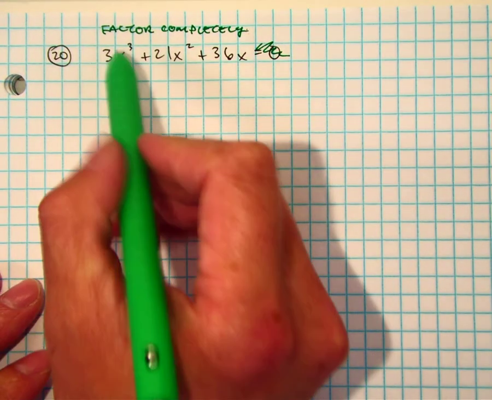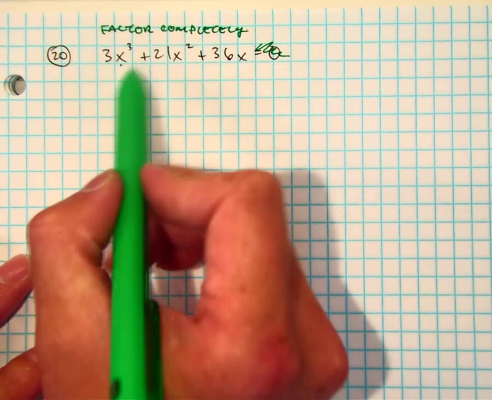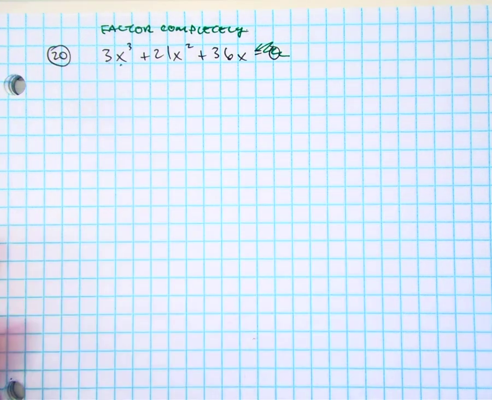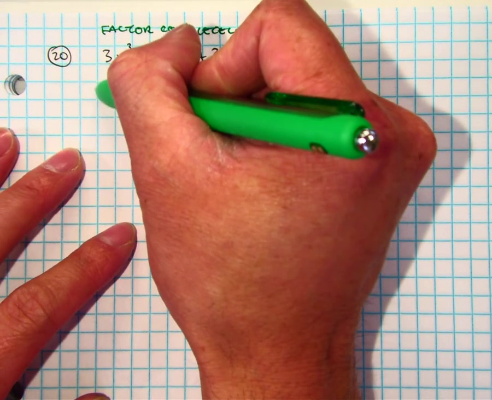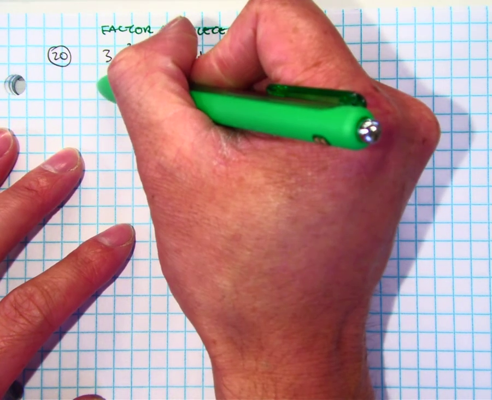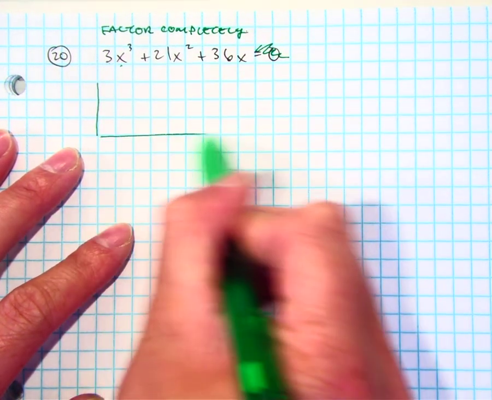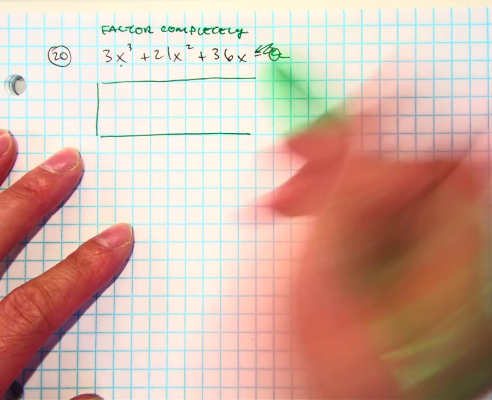The first thing I'm going to notice is that each of them has an x. So I'm thinking to myself, wow, 3, 21, and 36 have something in common. Now let's just say you don't know if they have a greatest common factor. I use this other box. You don't have to. This is just a scaffold that might help you.